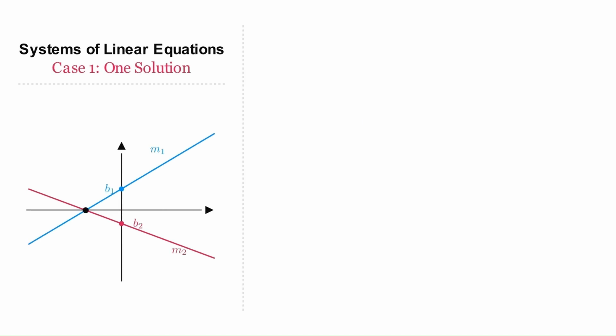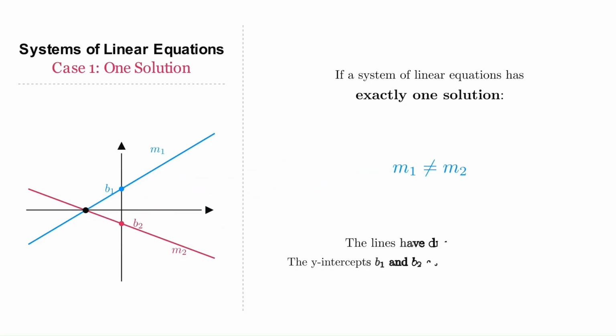Let's start with case 1, where a system has exactly one solution. Graphically, this happens when two lines intersect at a single, unique point. For a system to have exactly one solution, the two lines must have different slopes. Their y-intercepts may be the same or different.